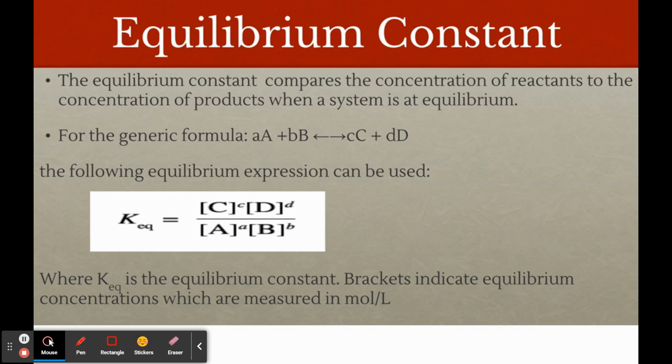So to write the equilibrium expression, KEQ is the equilibrium constant, and you would have the concentration of the products raised to the power of the coefficients divided by the concentration of the reactants, each raised to the power of the coefficients. The brackets around the capital letters indicate the equilibrium concentrations, so the units will be in moles per liter.